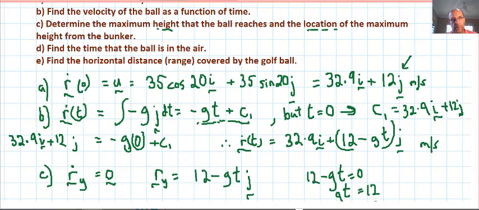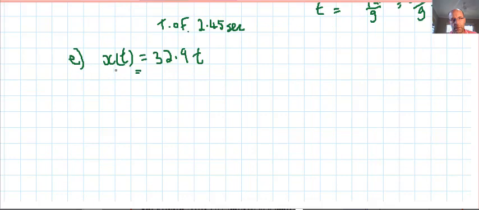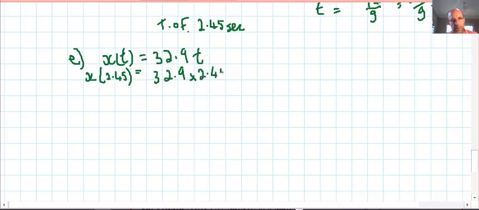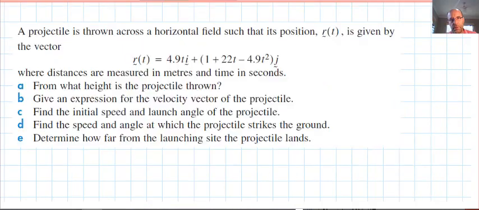Last part is the range, which is the horizontal distance, and again the launch and the landing heights are the same, so that makes it easy. We just want the x distance from the origin out to where it touches when it hits. So we've got x of 2.45, 32.9 by the 2.45. That's 80.6 meters.